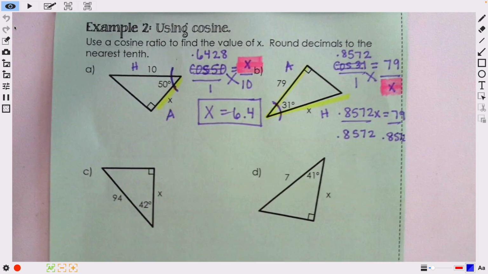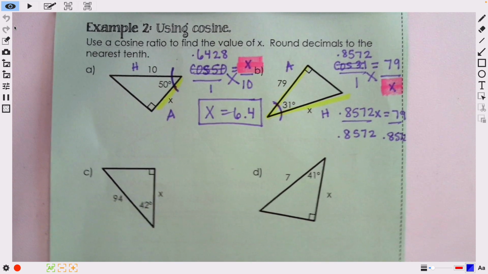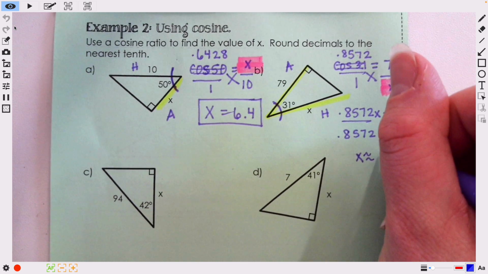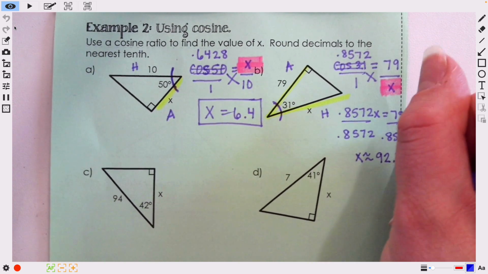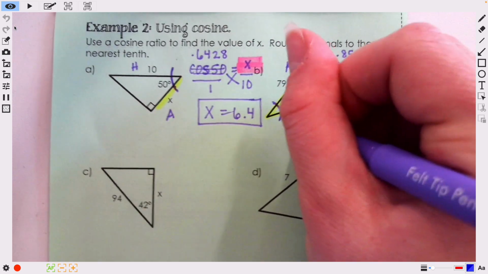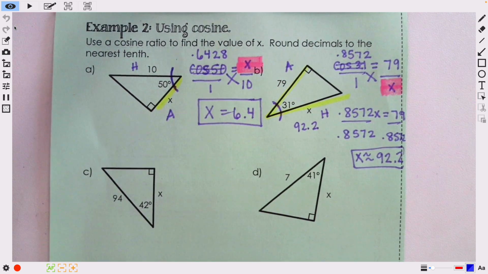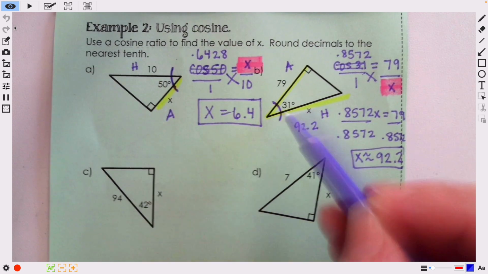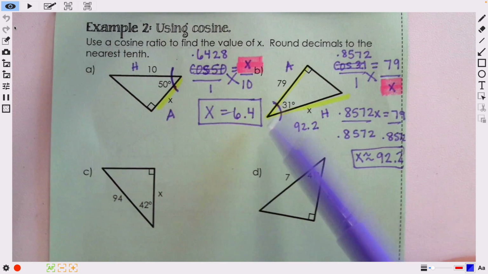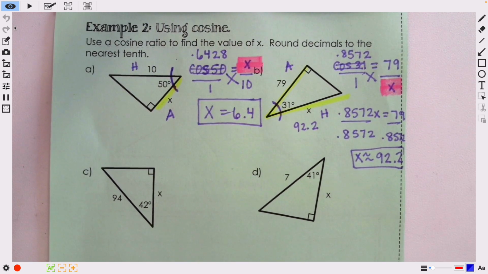Running out of room. 79 divided by that number, I'm getting approximately 92.2. Is that right? And you guys can always check, your answer should make sense, right? That makes sense to me, because if this is 79, the hypotenuse has to be bigger. You know that this has to be shorter than that side based on our properties of knowing that small sides are across from small angles, so on and so forth.